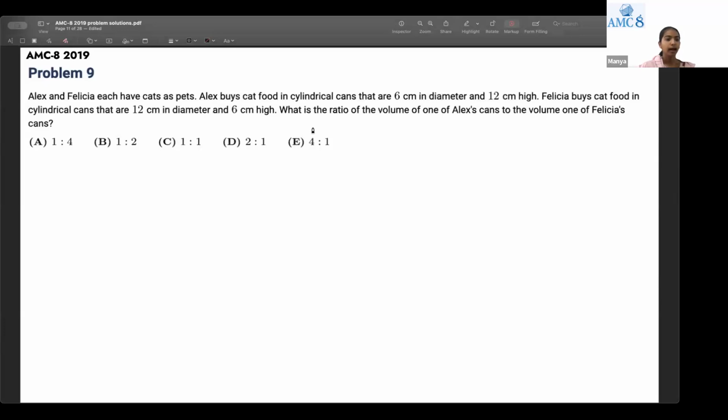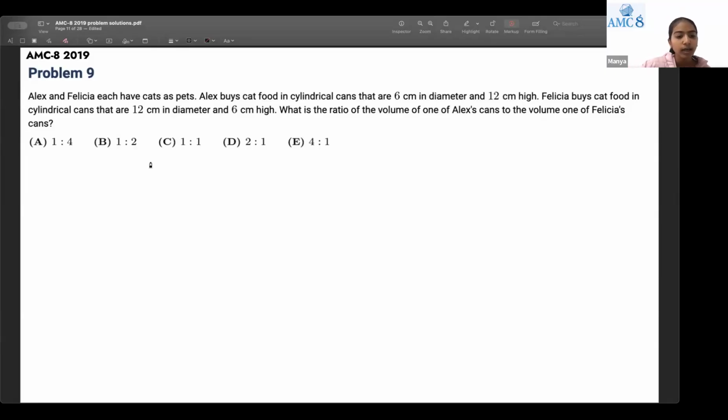Problem number 9. Alex and Felicia have cats as pets. Alex buys cat food in cylindrical cans that are each 6 centimeters in diameter and 12 centimeters high. Felicia buys cat food in cylindrical cans that are 12 centimeters in diameter and 6 centimeters high. What is the ratio of the volume of one of Alex's cans to the volume of one of Felicia's cans?